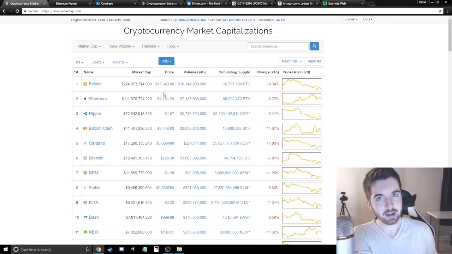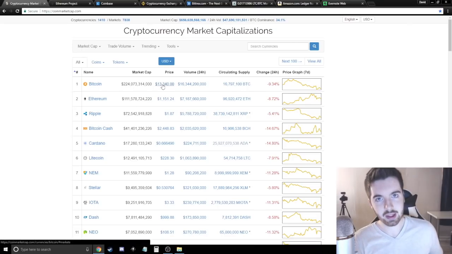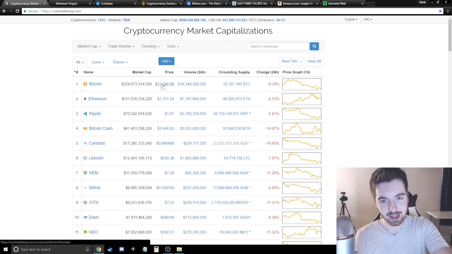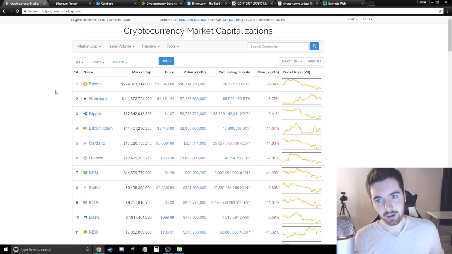Now most people think that you can only invest if you buy an entire coin. That's not true. So if you were interested in buying Bitcoin and you thought it was a good project and that it'll eventually go up in value, you can buy 0.1, 0.01 Bitcoin. You don't have to buy the full $13,000 right now. So I think that's what holds a lot of people back from investing, is they think that they have to buy a whole coin. You don't have to do that.